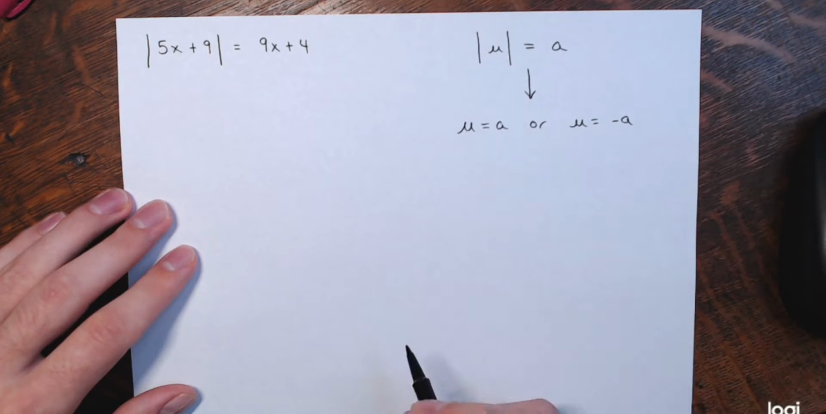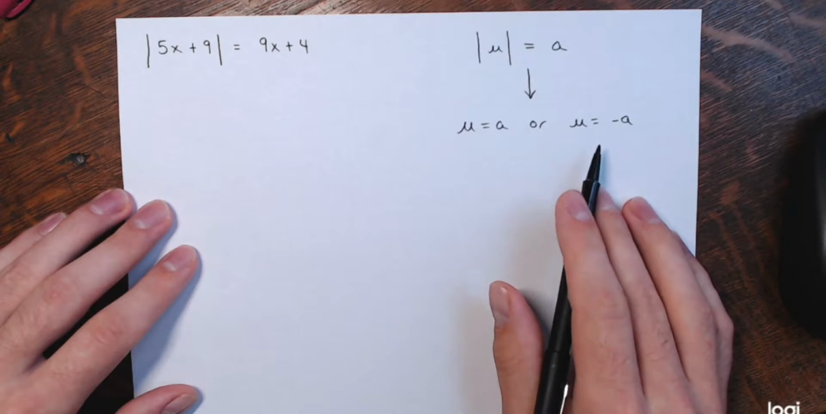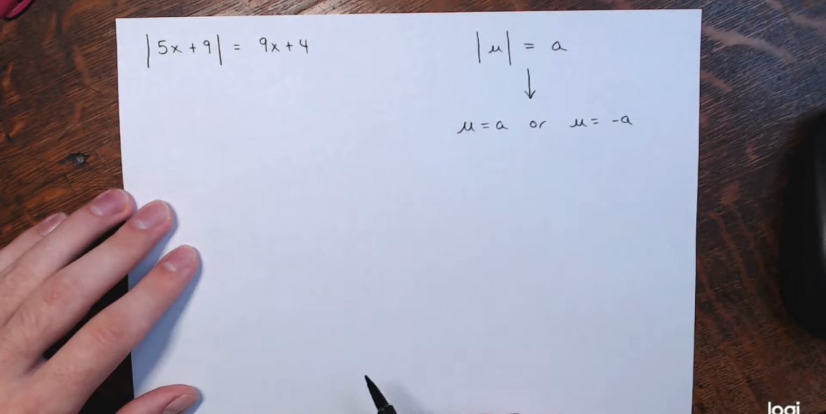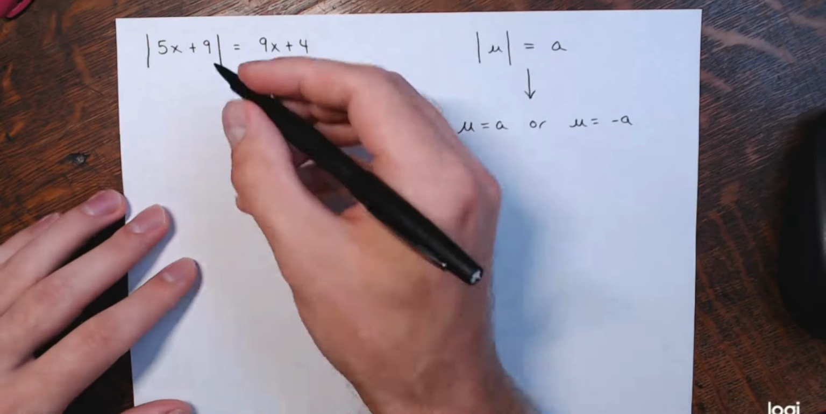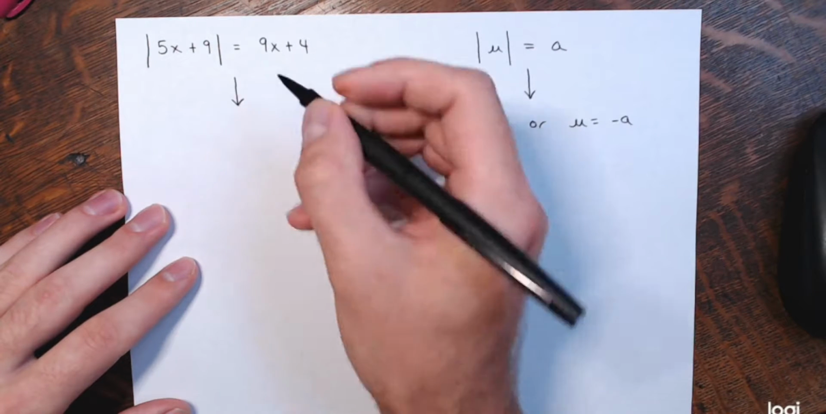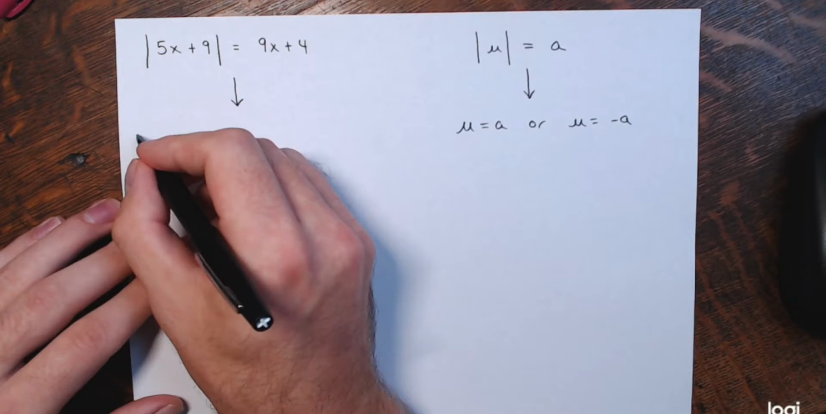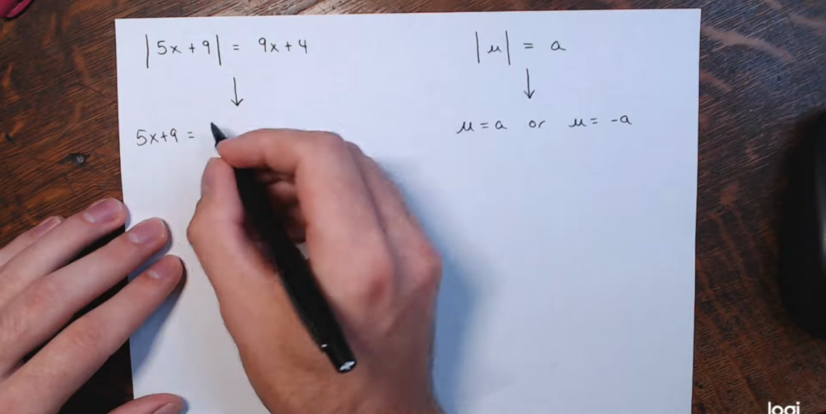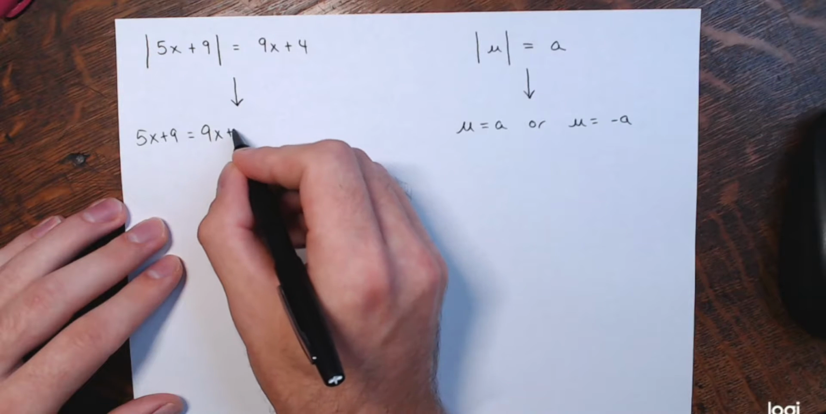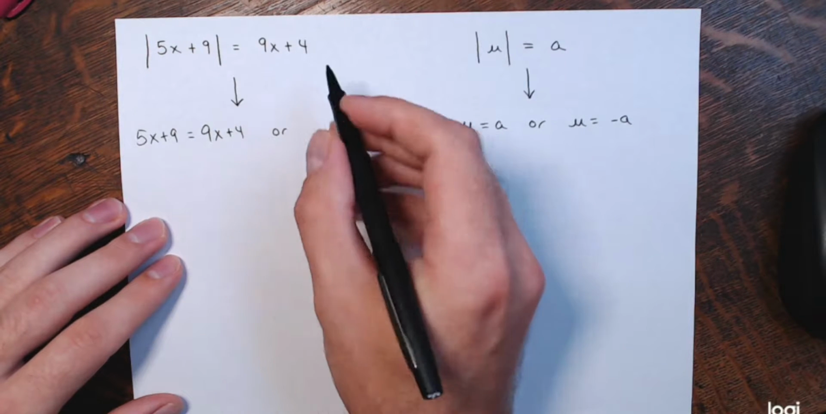Negative 1 times a. And then you solve these equations here and check your solutions back in the original. All right, I'm doing the same thing for every single one of these. So this statement here is equivalent to saying that 5x plus 9 is either equal to 9x plus 4 or the opposite of 9x plus 4, right?